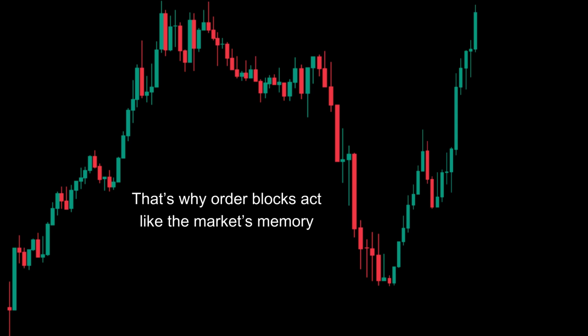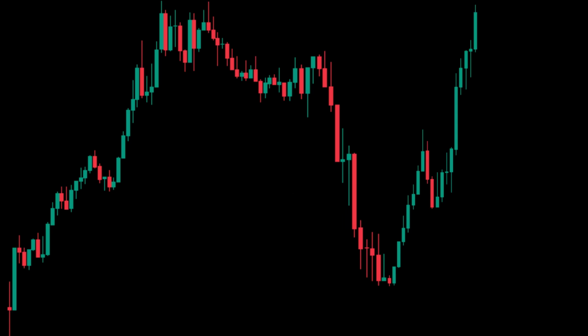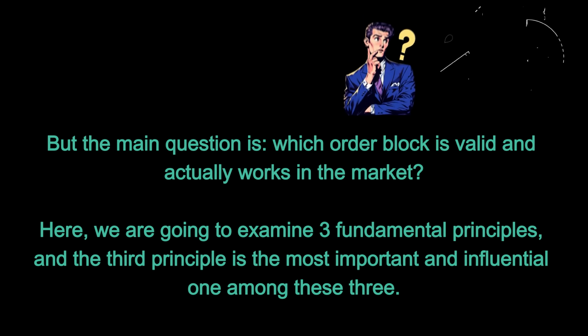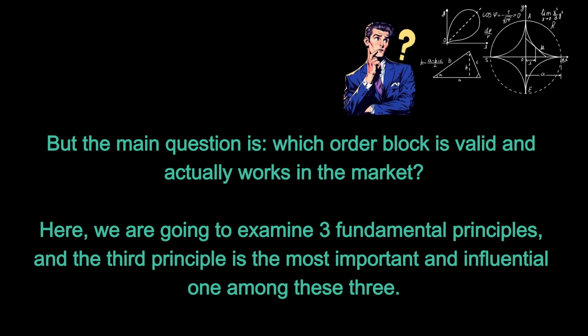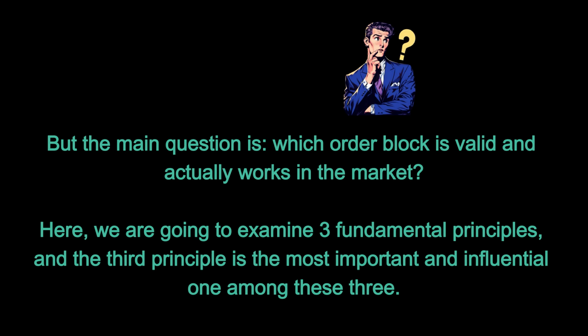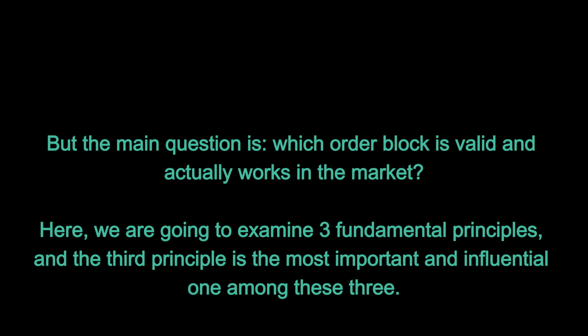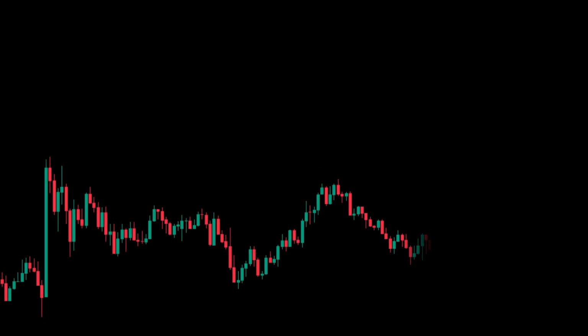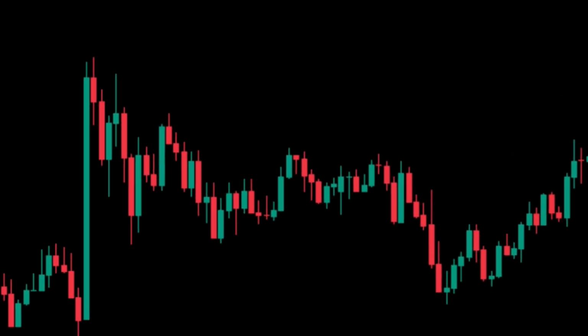For a professional trader, these zones are the best entry and exit points because behind them lies the power of big money. But the main question is, which order block is valid and actually works in the market? Here, we are going to examine three fundamental principles, and the third principle is the most important and influential one among these three. First principle: a valid order block must have caused a strong displacement in price.